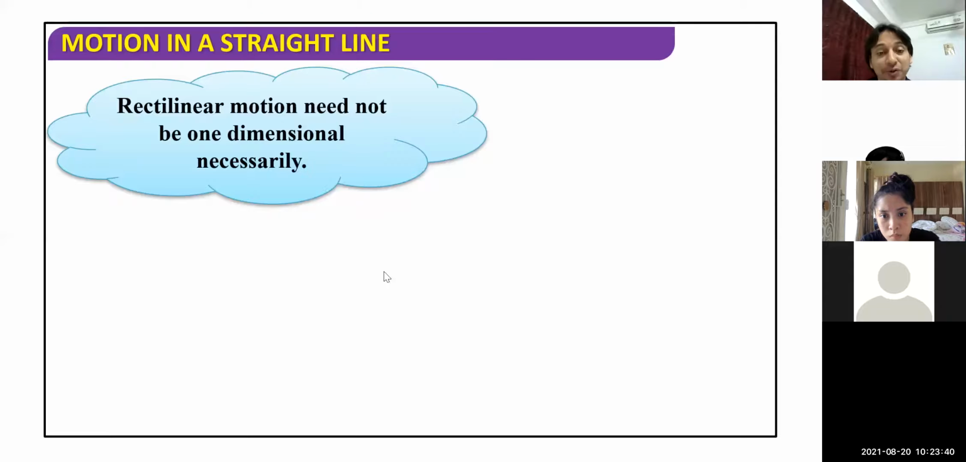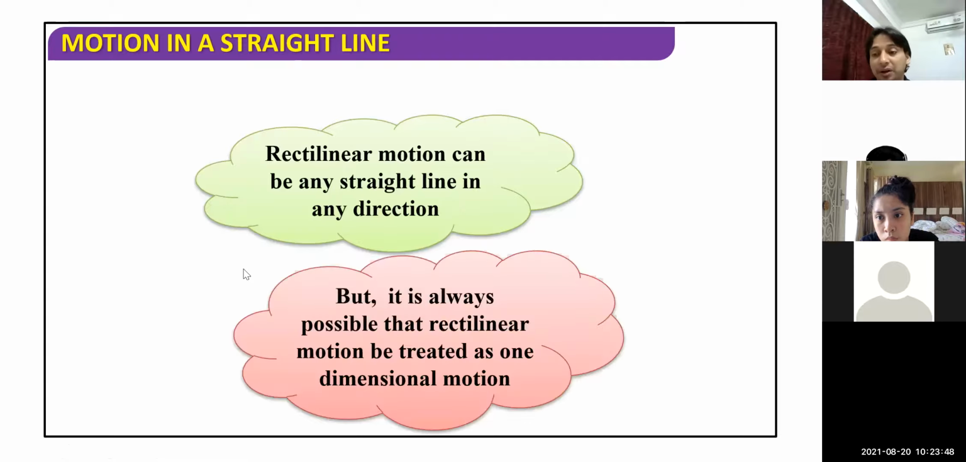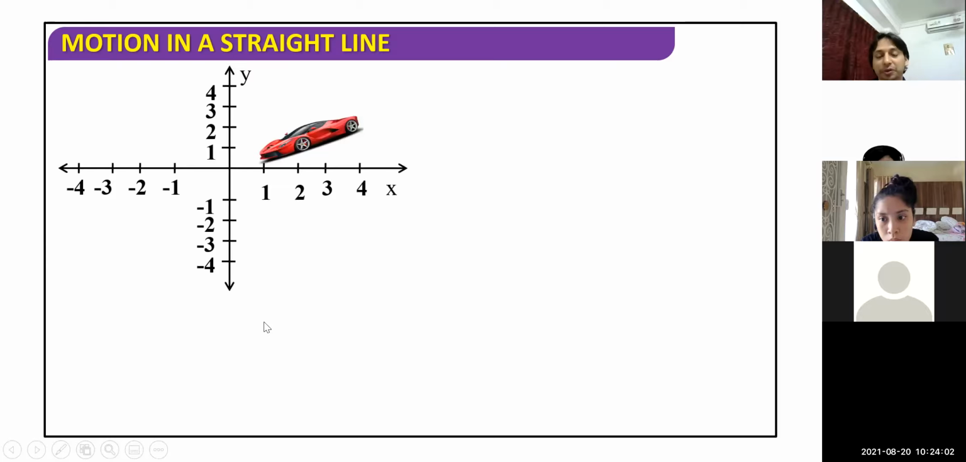Now, children, how to explain this point here? It can be in any straight line. That is a slight difference between 1-dimensional motion and rectilinear motion. But it is always possible that rectilinear motion be treated as 1-dimensional motion. But how to explain this term? Please observe this part here.